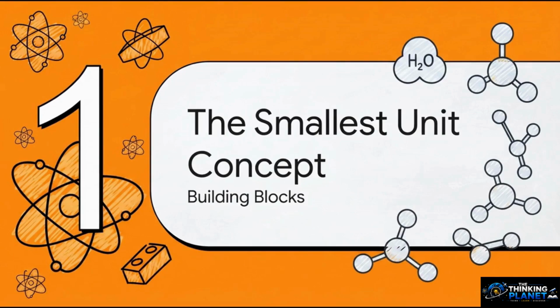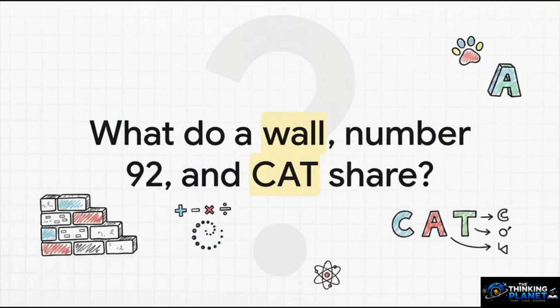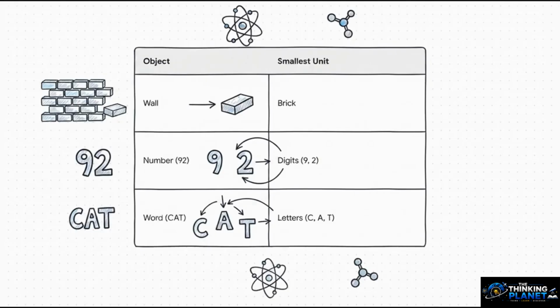Section 1, the smallest unit concept. Before we even think about throwing on a lab coat or peering through a microscope, we need to take a step back. To really get chemistry, we gotta understand the everyday objects right in front of us. So what do a physical wall, the mathematical number 92, and the English word cat all have in common? I want you to really think about this for a second. At first glance, physical architecture, math, and language seem completely unrelated, right? But if you look closely at their structural pattern, they actually share a very specific foundational similarity. And this brilliantly illustrates our core concept today.